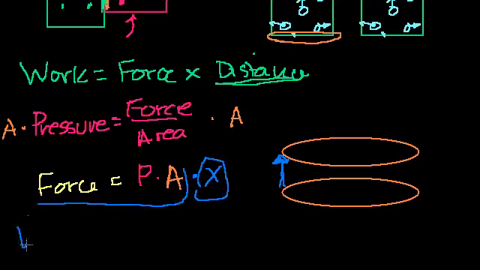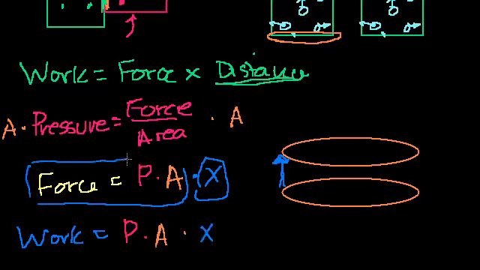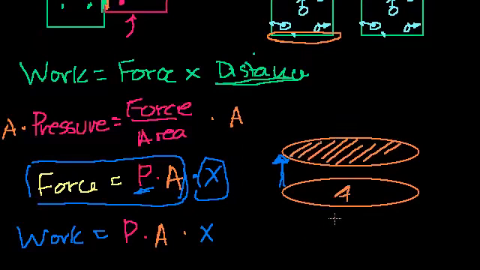Right? So work is equal to our force, which is our pressure times our area, times the distance. I wanted to be very clear with that because when I wrote this, I said, okay, the force that we're applying is the pressure we're applying times the area of our cylinder. This is the area of our cylinder right there. So if you do the pressure times this area, you get the force. And then we moved it some distance x.